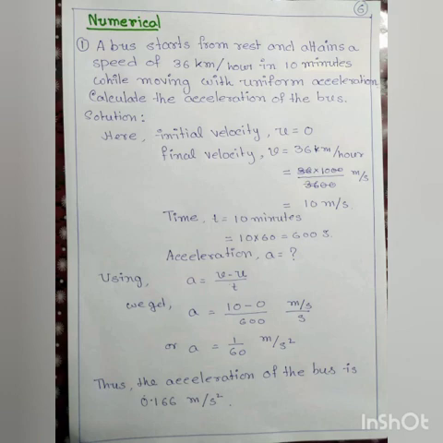Now total time taken t is 10 minutes, which is equal to 600 second. Now what will be the acceleration? The formula of acceleration a is equal to v minus u by t. Just substitute the values of v and u, and what do we get? Acceleration is 1 by 60 meter per second square.